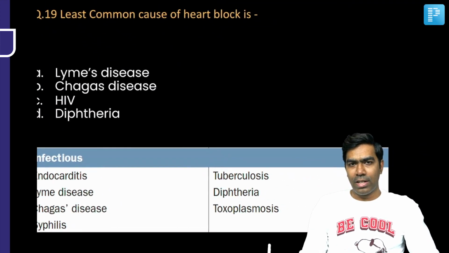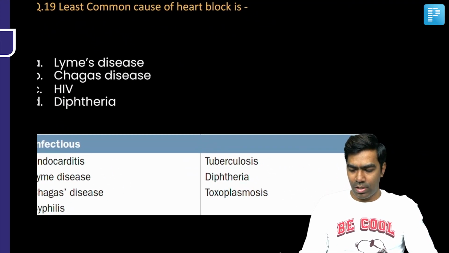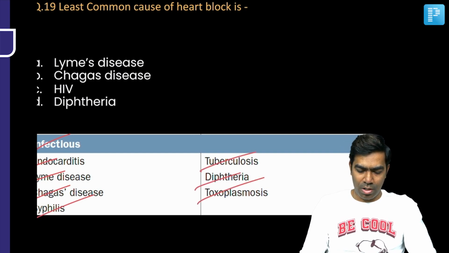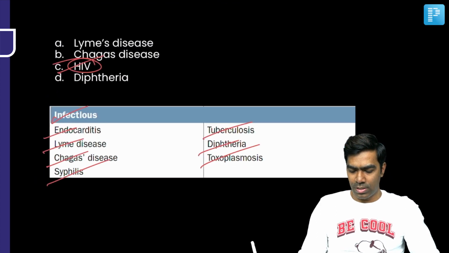And coming to question 19, least common cause of heart block is. So let us look at the Harrison table again. These are the infectious causes of heart block. Endocarditis, Lyme disease, Chagas disease, syphilis, tuberculosis, diphtheria, toxoplasmosis, all of these can produce heart block, but HIV doesn't produce heart block. The right answer for this question is going to be option C.